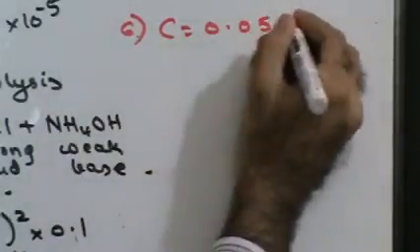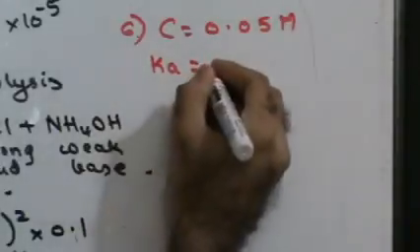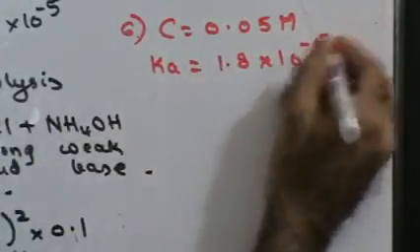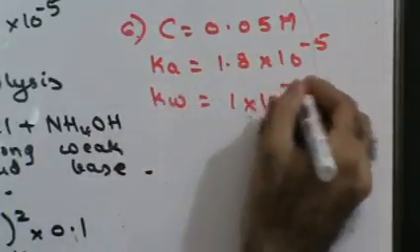Calculate the pH. Calculate the pH of 0.05 molar solution of sodium acetate. 0.05 molar solution of sodium acetate if Ka is 1.8 into 10 raised to minus 5 and Kw is 1 into 10 raised to minus 14.